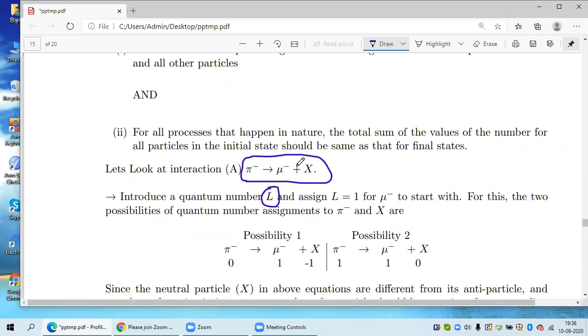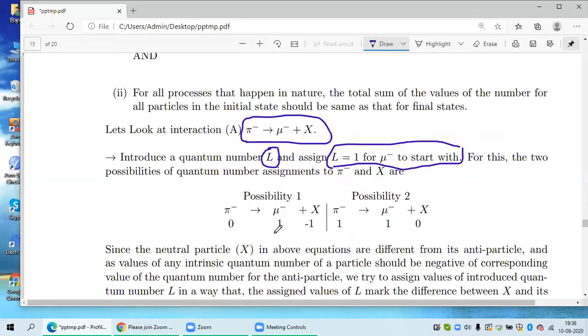If so, then let's assign L equal to 1 for the muon neutrino to start with in this interaction, because this is the initial assumption you have to make. So you put L equal to 1 for mu. That means if this reaction should happen, L of the other two particles should be such that L is conserved in this reaction. Clear?